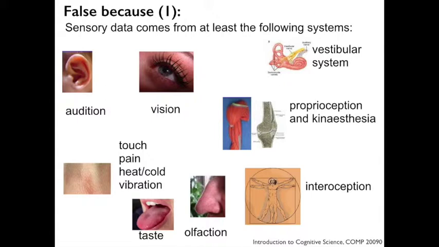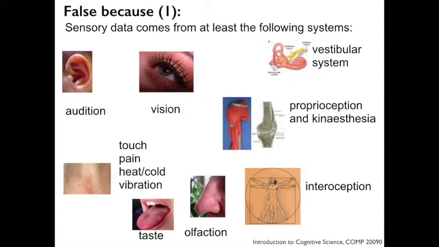Some very important sensory modalities. Deep in the inner ear, we have not only the origin of the sense of hearing, we also have a series of little canals, the semicircular canals, that provide information about acceleration and balance. And they work together with the visual system, providing us with very important information. The vestibular system is a sensory modality that got left out.